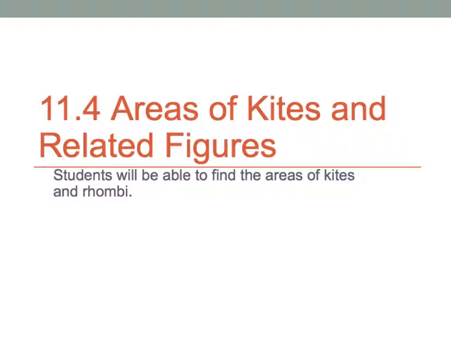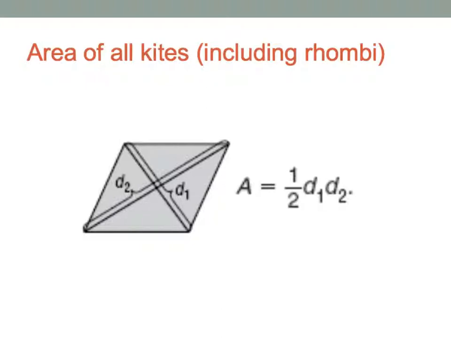We're going to be talking about how to find the areas of kites and related figures, the related figures specifically being a rhombus. Let's go. Area of all kites, including all rhombi. I'll show you how we find this in class, but for now the equation is area equals 1/2 times the entire diagonal 1 multiplied by the entire diagonal 2.